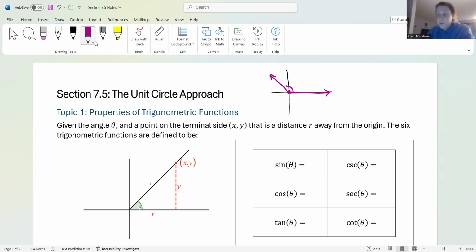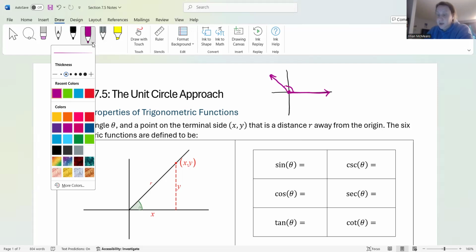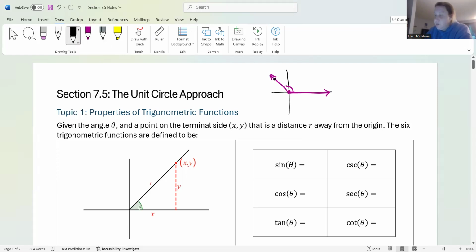Okay, now we had some information on this angle that was really, really important. We said, hey, imagine a point on the terminal side called AB. And then that distance from the origin to the point on the terminal side, we called it R. And we use this to basically define the six trigonometric functions.